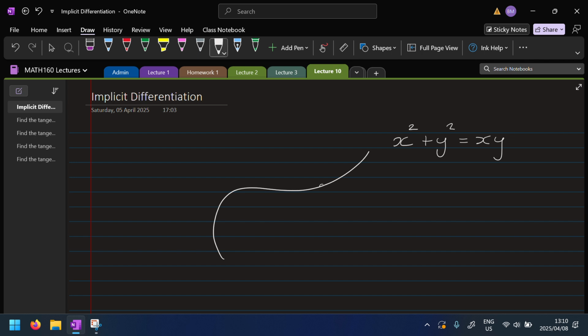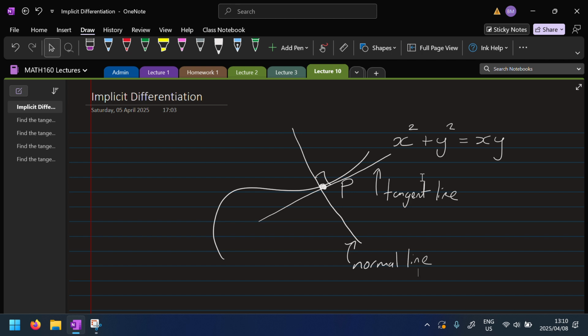And what we want is at some point, let's say P, we want to find the equation for the tangent line and the line perpendicular to the tangent line, also called the normal line. So here we have the tangent line, and perpendicular to that, we have the normal line. In order to find the tangent line and the normal line, we need to find the gradient at that point. In other words, we need to find y prime.